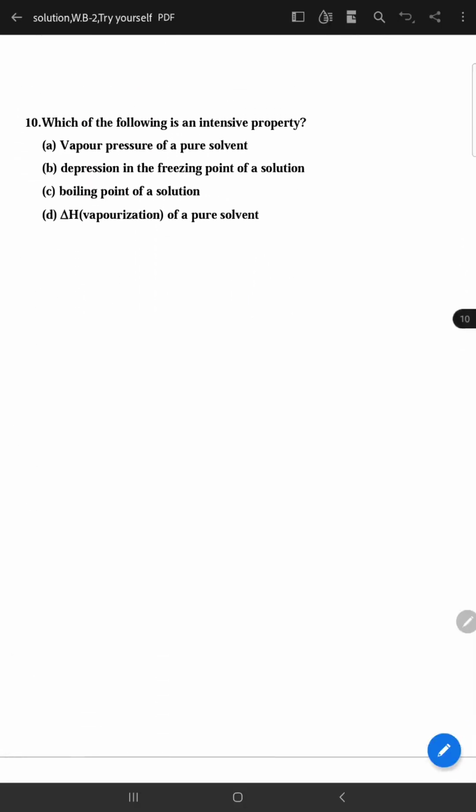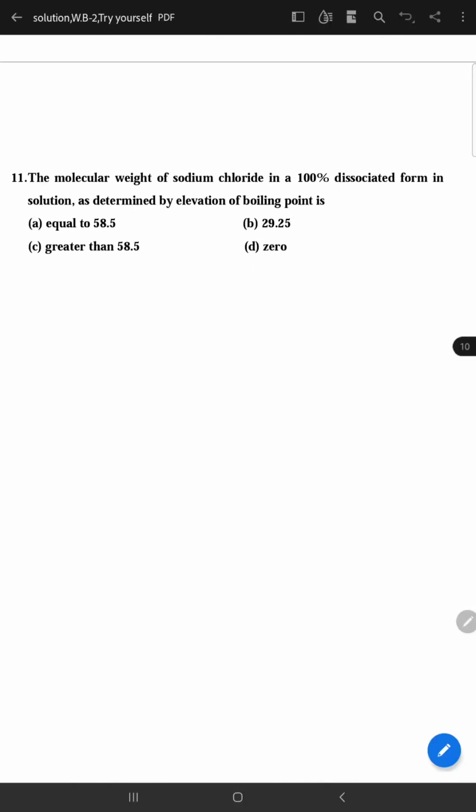Coming to the 10th question. Read that: which of the following is an intensive property? Remember, an intensive property means any property which is independent of the amount of the substance. So definitely it is option A, because the vapor pressure of a solvent or a liquid depends on temperature, not on the amount of substance. So it is independent of the amount of substance and dependent only on the temperature. That's why the 10th one, option A is the correct answer.